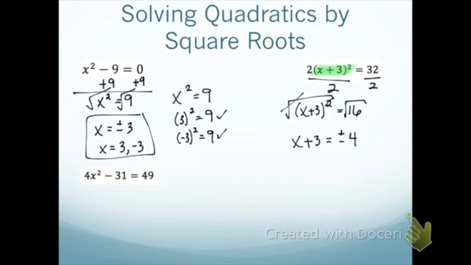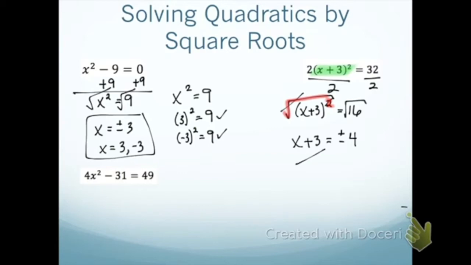So again, let me rephrase. I got the quantity (x + 3) squared alone, so I got rid of that 2. Then I was able to take the square root. Square roots and squares cancel out, so I crossed those off. And I have x + 3 equals plus or minus 4.